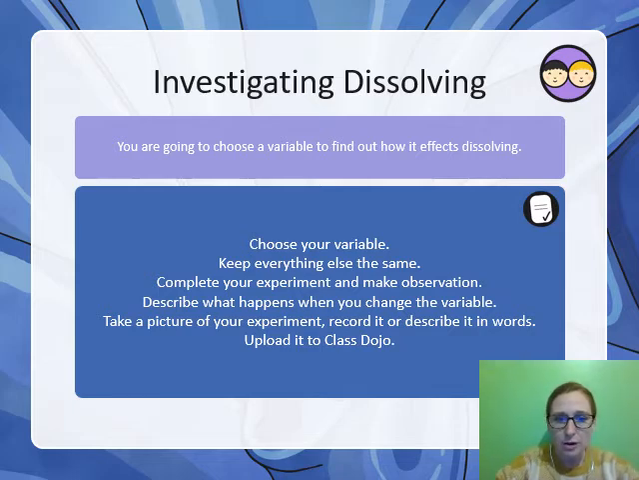Again, I'd like you to complete this experiment away from your laptop, so there's no accidents happening. Then I'd like you to describe what happens when you change the variable, and you can either take a picture of your experiment, record it using your phone or whatever you've got with you, or you can describe it in words and write it onto ClassDojo. And once you've done that, you can upload it onto ClassDojo.